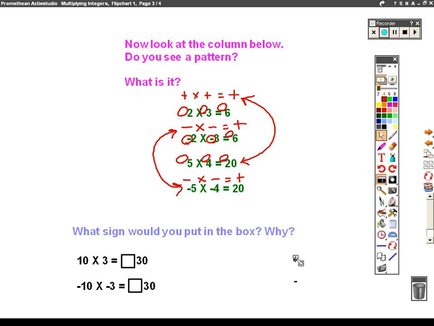Alright, let's see what you did. 10 times 3, and we can look and say, wait, that's a positive times a positive, so that's going to equal a positive. So we're going to move that positive over here. And a negative times a negative is going to equal, sure enough, a positive. So before we had the rule that different signs equaled a negative. Well, here the same signs equal a positive.